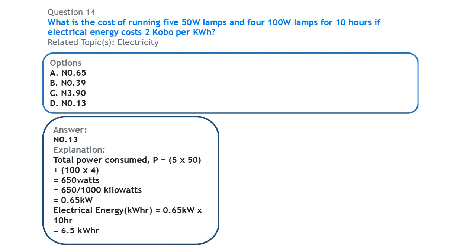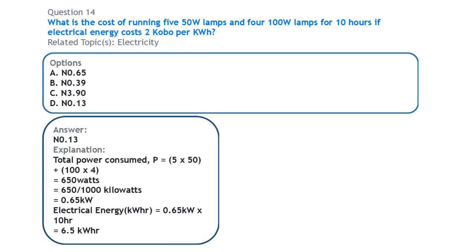Now we have 5 lamps, each is rated at 50 watts. So the total power that will be consumed, the power of one lamp here is 50 watts. For the 5 lamps, we're going to have 50 times 5, that's 250. While for the 4 lamps of 100 watts, you're going to have 4 times 100, that is 400. So we have 250 plus 400, and that is 650 watts.